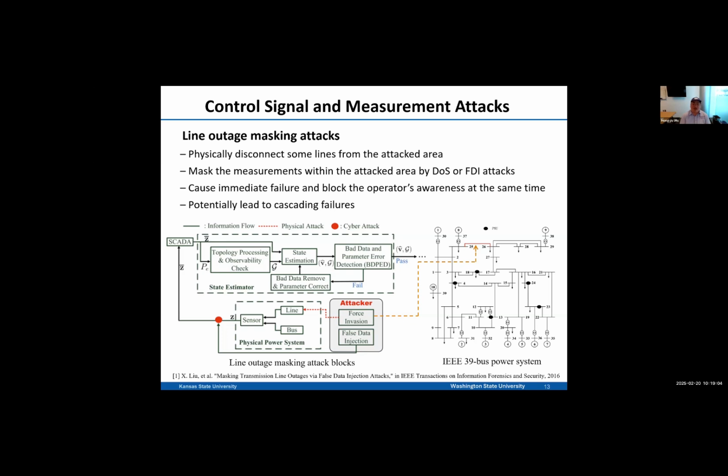The attacker can launch DOS, so that the operator cannot receive the actual measurements in time, or launch FDI attacks and replay attacks to prevent the system from operating normally. Such an attack combines both control and measurement, can cause immediate failure, and may potentially lead to cascade failure of the power system. Here I give you the block diagram of the line outage masking attack and how it can be implemented in the IEEE 39 bus system.